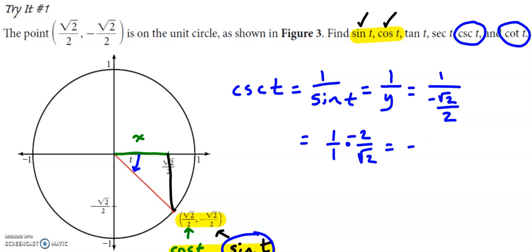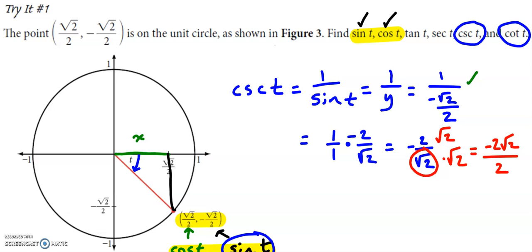We multiply, we get negative 2 over the square root of 2, but we must rationalize. We have to eliminate this radical on the bottom. So we multiply top and bottom by the square root of 2. And we end up with negative 2 square root 2 over square root of 2 times square root of 2, and the square root of 2 times the square root of 2 is the square root of 4, which is 2. Now, in this particular case, half of this is just simplifying radicals. This part right here is important, but being able to simplify is equally important. So 2 over 2 cancels to 1. So our final answer for the cosecant of t is simply negative square root of 2.